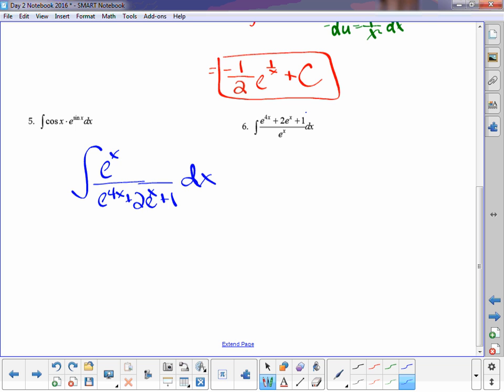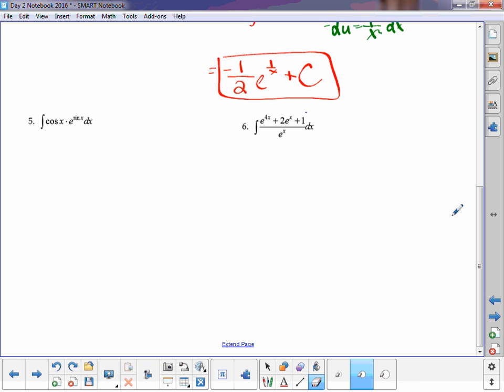Could I have done that for this problem? No. Only because there is a single term in the denominator can I divide each piece by the top. Good. Okay, so let's take a look at that. What is e to the 4x over e to the x? E to the 3x. Remember, when we divide, we subtract your exponents. 4x minus 1x is 3x.